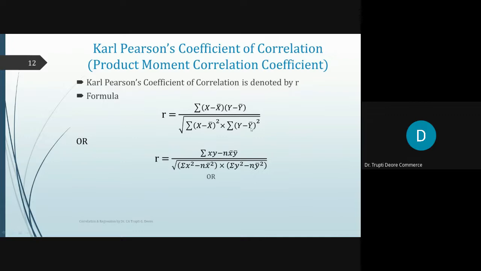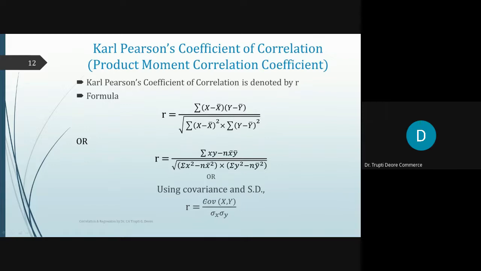There is also another formula for this using covariance and SD. It is mostly used in case of regression lines, the second part of our chapter, that is regression. For regression lines, we use this covariance formula, Karl Pearson's formula. So r is equal to covariance xy divided by SDX times SDY.